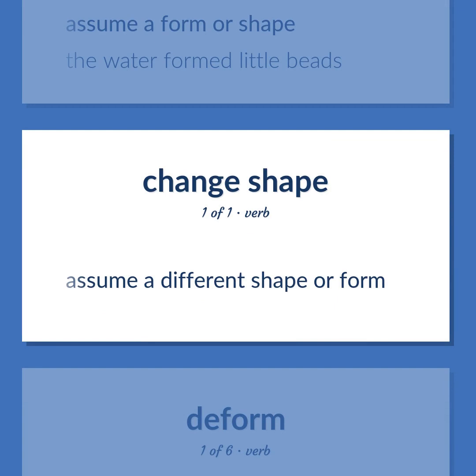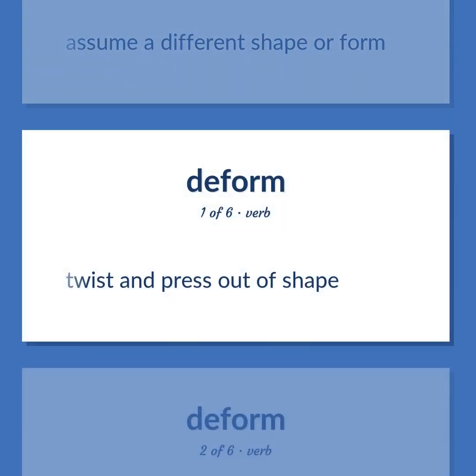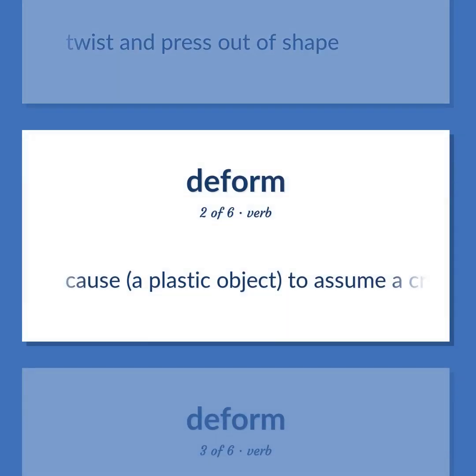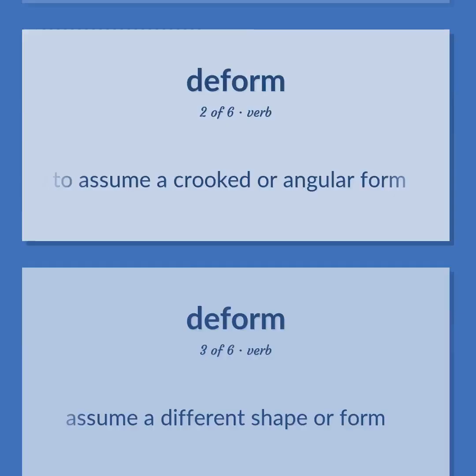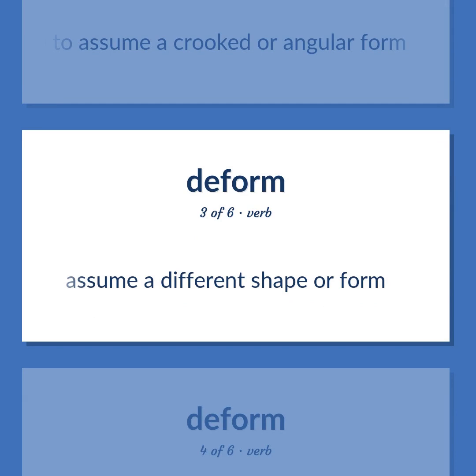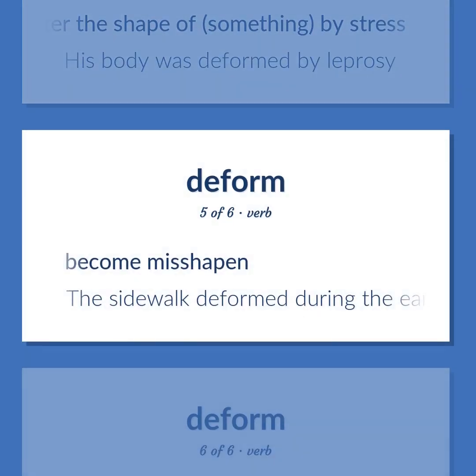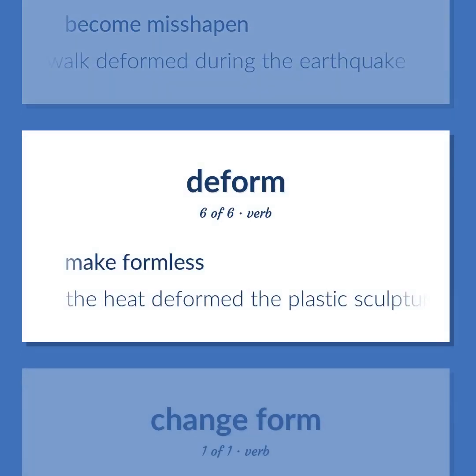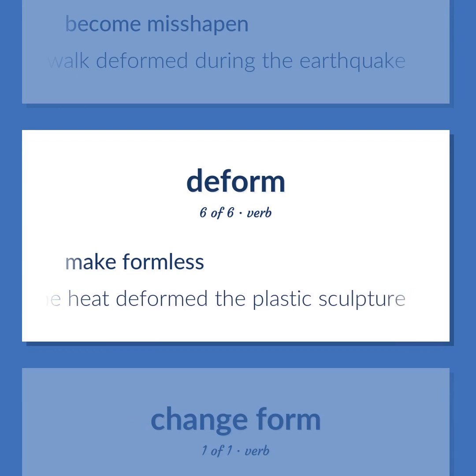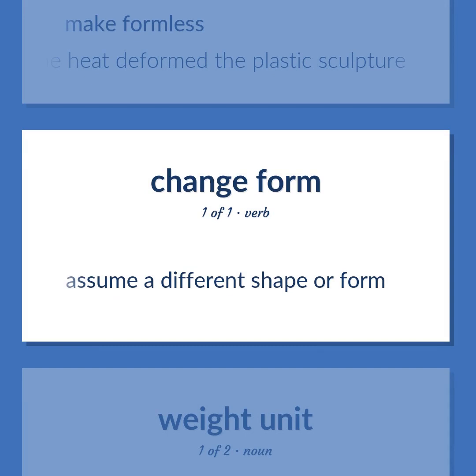Assume a different shape or form. Twist and press out of shape. Cause a plastic object to assume a crooked or angular form. Assume a different shape or form. Alter the shape of something by stress. His body was deformed by leprosy. Become misshapen. The sidewalk deformed during the earthquake. Make formless. The heat deformed the plastic sculpture. Assume a different shape or form.